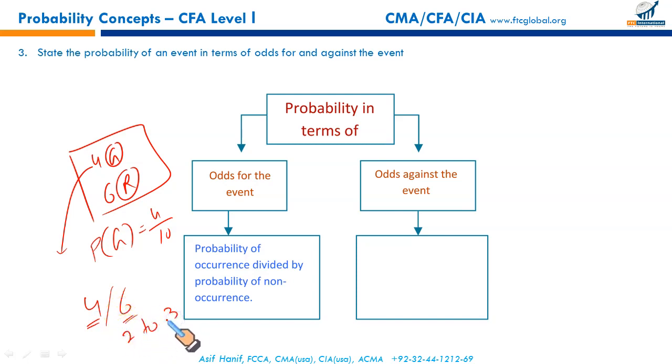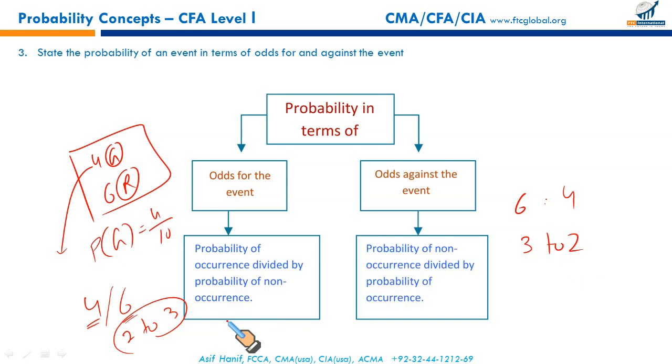We can do it in totally reverse order. That is odds against. If you do it in reverse order, there are 6 events that go against me, opposite to 4 that go in my favor. So it's going to be 3 to 2. So this is the odds for an event, and this is the odds against the event. It's not something very technical. You can just use your intuition to get the numbers and get it done.